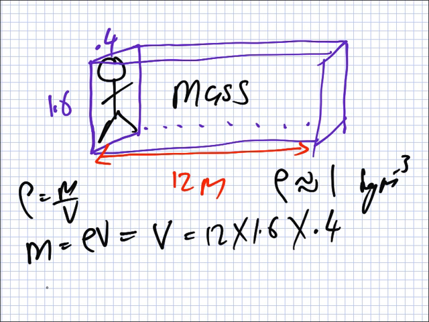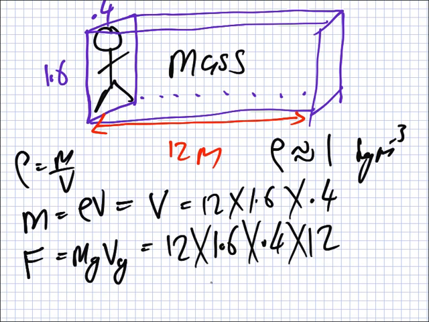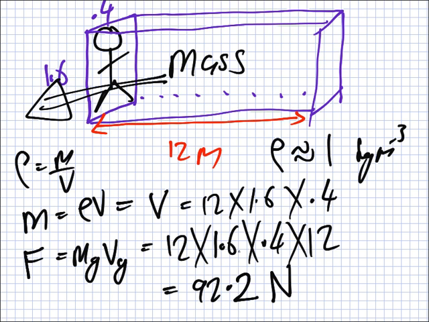So according to my rocket formula, F will equal the mass of the gas times the speed of the gas, which will be 12 times 1.6 times 0.4 times 12, which equals 92.16. So 92.2. So that is the force he will experience from the wind, 92 newtons. That's how much force he feels from the wind pushing against him.